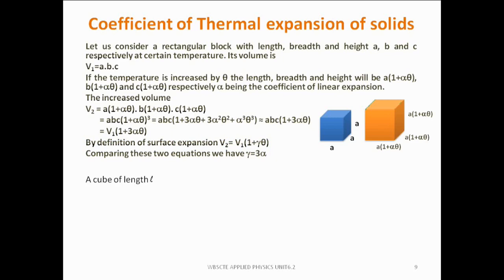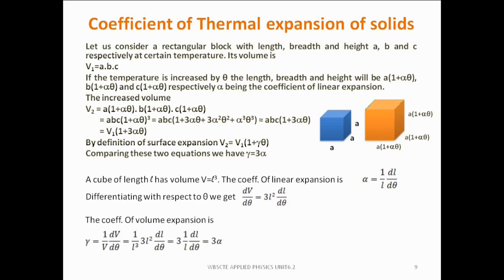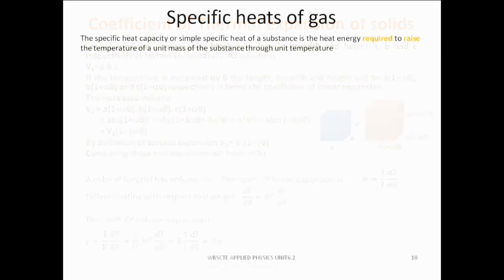A cube of length L has a volume of V equal to L cube. The coefficient of linear expansion is alpha equal to 1 by L dL by d theta. Differentiating with respect to theta, we have dV by d theta equal to 3L square dL by d theta. The coefficient of volume expansion is gamma equal to 1 by V dV by d theta, that is equal to 3 into 1 by L dL by d theta, that is equal to 3 alpha.